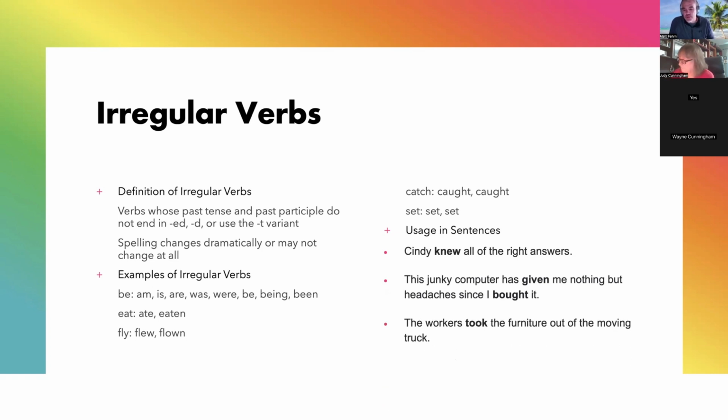And next we have the workers took the furniture out of the moving truck. So took, right? Past tense. If we say the workers take the furniture, that would still kind of work, but past tense would be took. So again, it goes T-A-K-E to T-O-O-K. So again, irregular verbs, it's the weird ending. They don't end in ed, d, or the t variant.